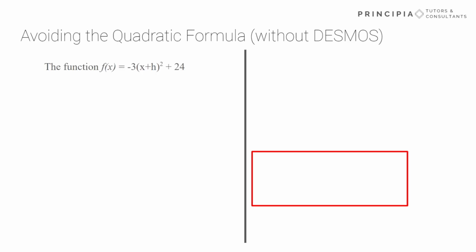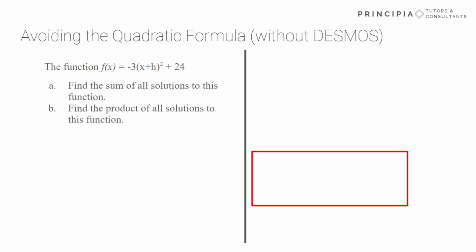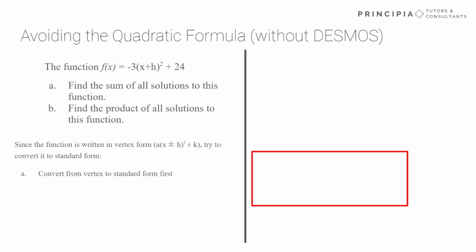All right, now what if we have a vertex form quadratic function? This is more challenging, but still manageable. So if we want to find the sum of all solutions, find the product of all solutions, first thing we need to do is we need to try to convert it to standard form. So converting from vertex to standard form is our first step.